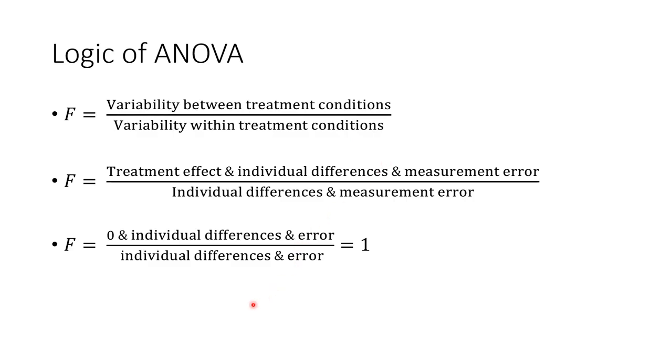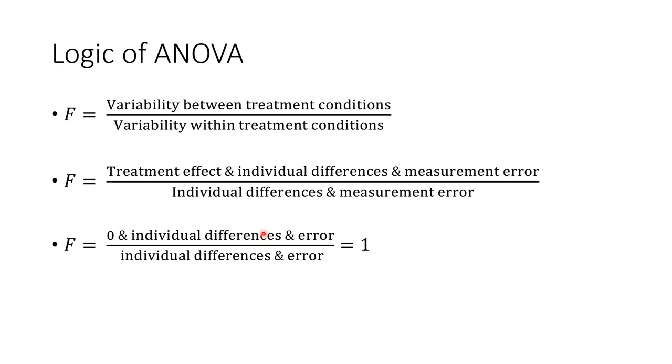This last equation is really an extension of this first one, and it's a specific scenario. If the null is true, the treatments are equally effective. So that means none of the numerator variability would be created by treatment effect. So that's essentially a 0. And then what you're left with is individual differences and error over individual differences and error. And that means whatever this number denominator is, you're dividing it into the numerator, and you're going to get 1, because they should be the same number.